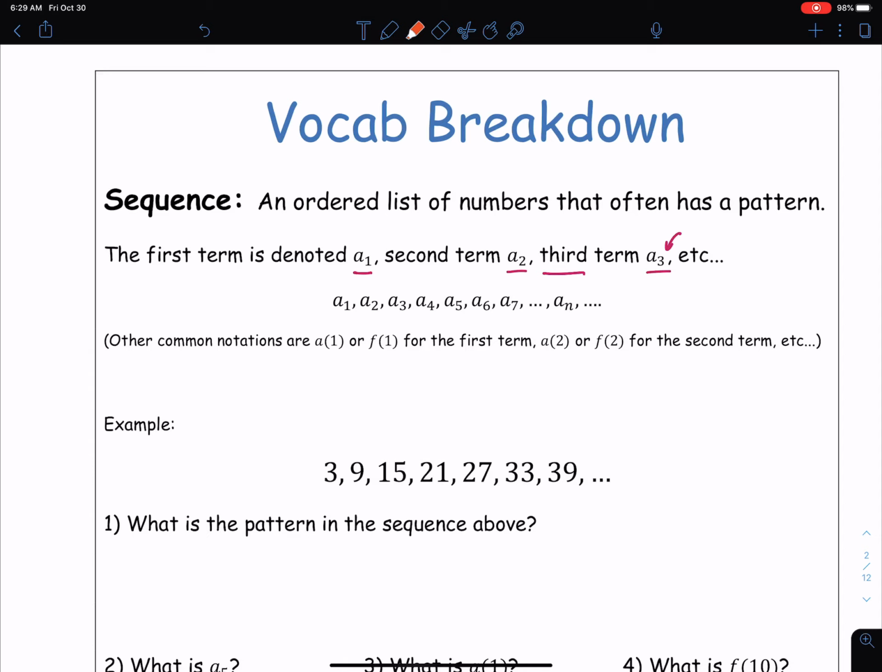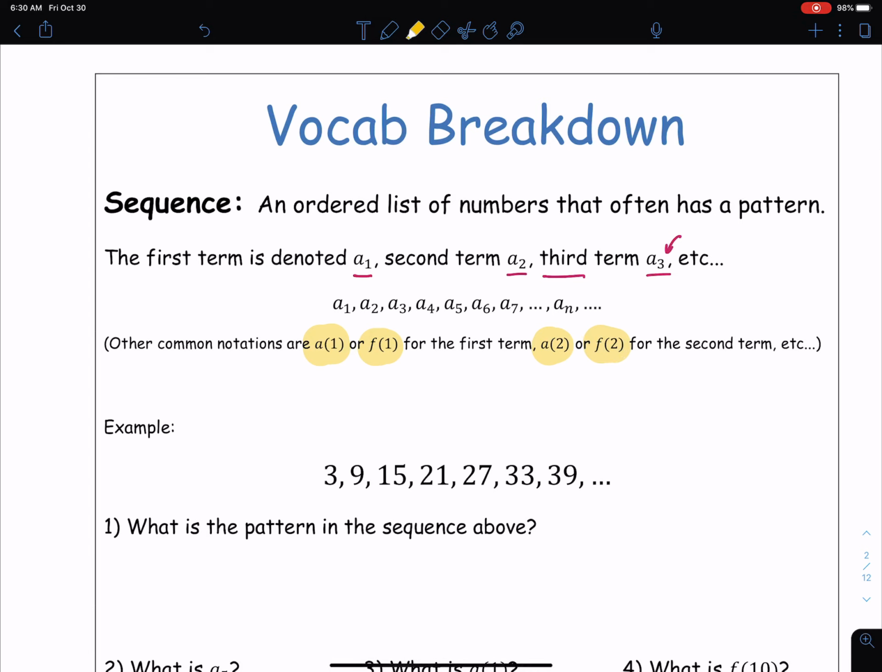Other common notations. This is important because you're going to want to make sure you realize this is still a sequence when they're using this notation. You could use A1. You can use F1. Those are very common notations, and there's other notations also, but these are the most common. So then the second term would be A2, or if you're using the function notation with F, it would be F2. I know this is where some students get tripped up, because we're so used to seeing sequences like this that when you see it in a different notation, it might trip you up a little bit. So make sure you are good with that notation also.